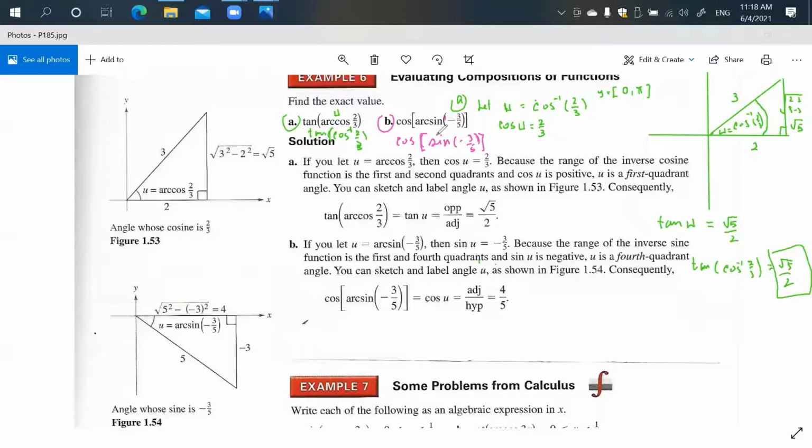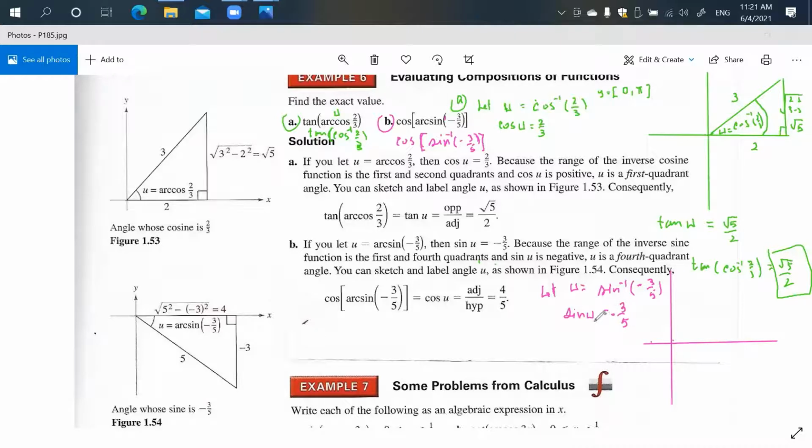So now we work from here again, getting inside, the whole thing, arc sine. Arc sine of negative 3 over 5 equals u. So right now we do question B. Let u equal arc sine of negative 3 over 5. So we have sine u equal to negative 3 over 5.